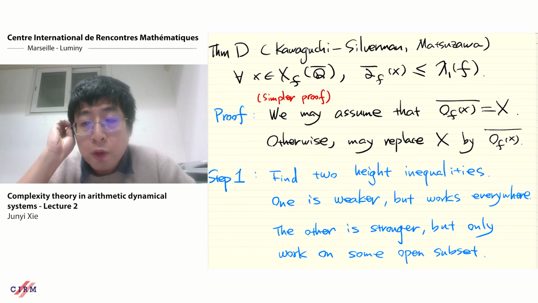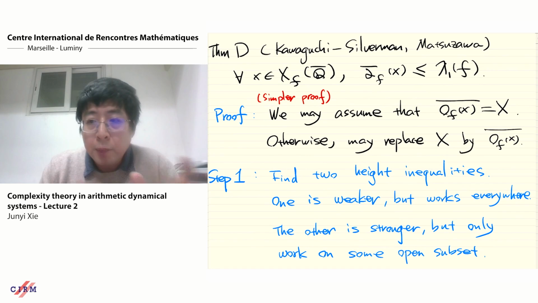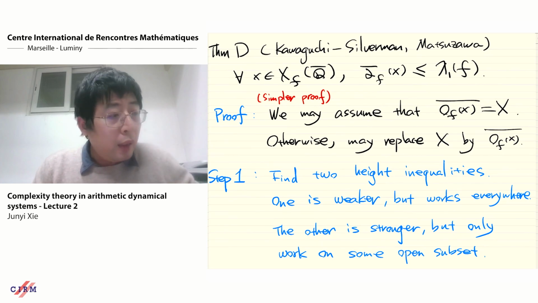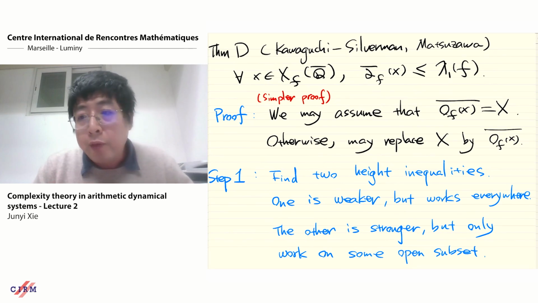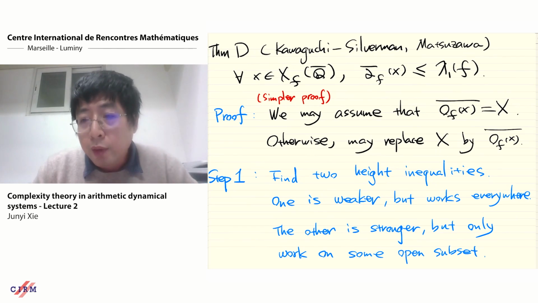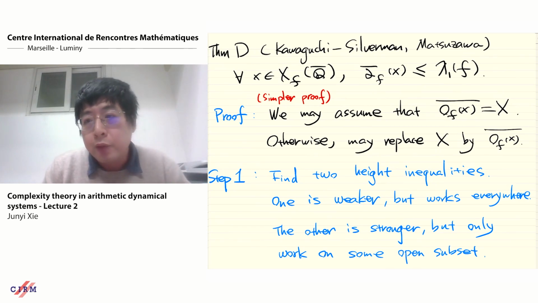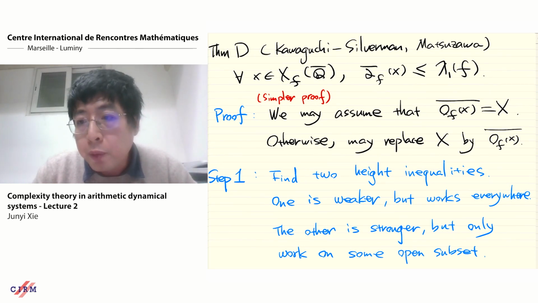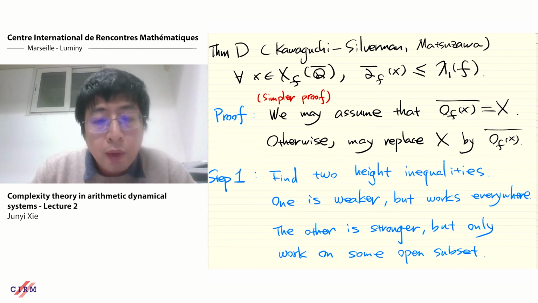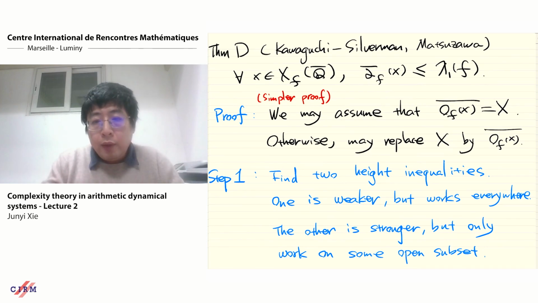I think the original proof of Matsuzawa is by quite a complicated computation, and I will give a simpler proof, but I do not have time to give this proof in this lecture, so I will do it in the next lecture. But maybe I can just say the idea.